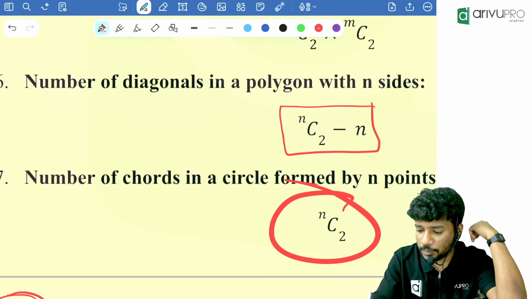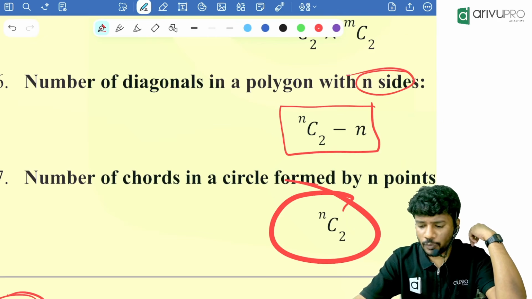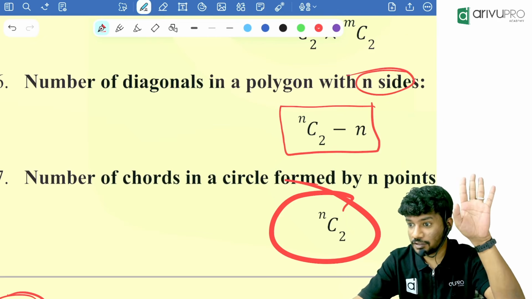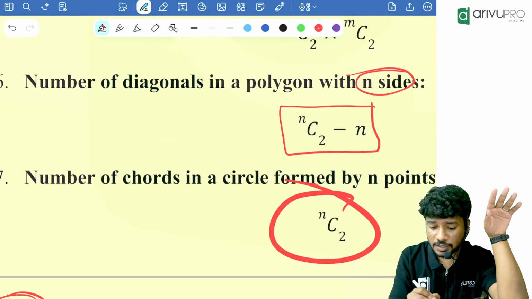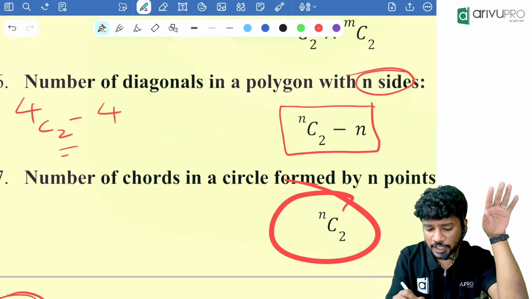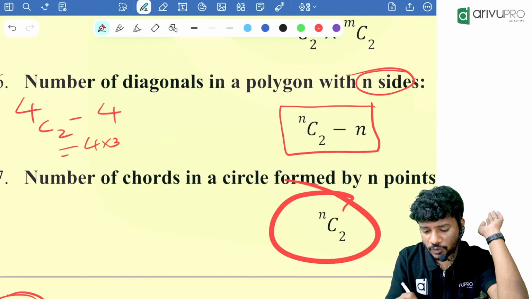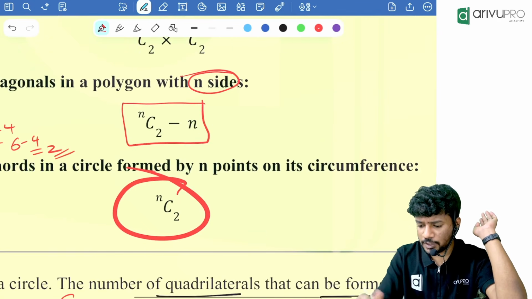Where N is the number of sides. Okay. N is the number of sides. Now we will talk about square first. Square has how many sides? 4 sides. So 4C2 minus 4. How much is 4C2 minus 4? 4 into 3 divided by 2 minus 4, which is equal to 6 minus 4, which is equal to how much now? 2.